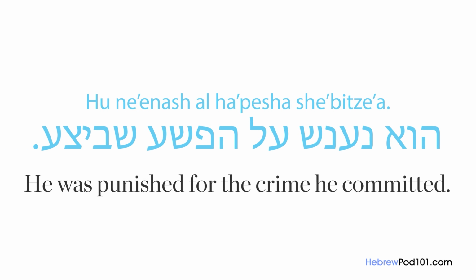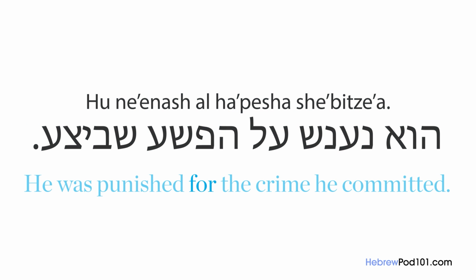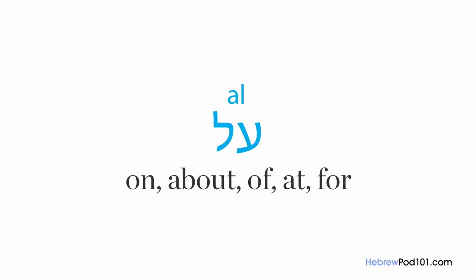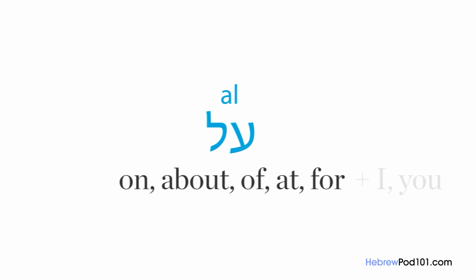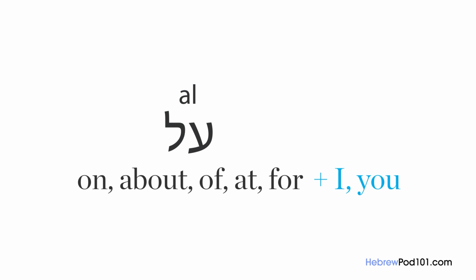הוא נענש על הפשע שביצע. He was punished for the crime he committed. The word al can also be conjugated in a few ways depending on the subject it's referring to. These conjugations are created by combining the preposition al with a pronoun such as I or you. These conjugations are needed in case the word al is referring to a person not being mentioned by name.